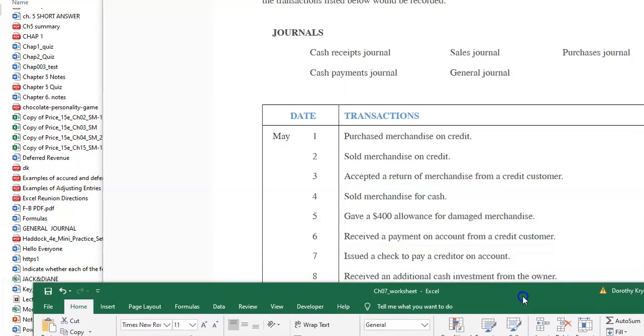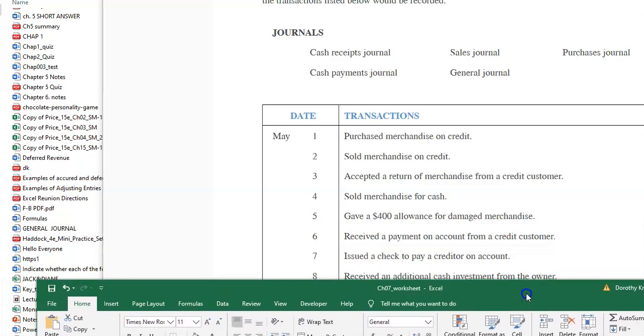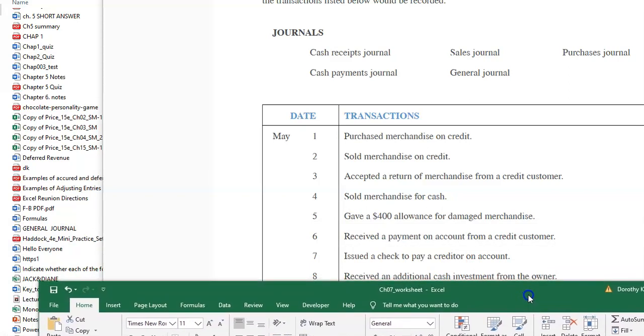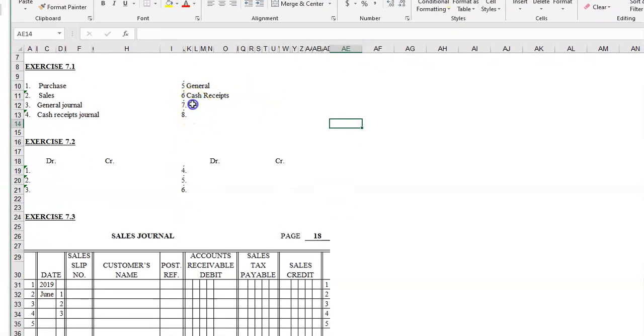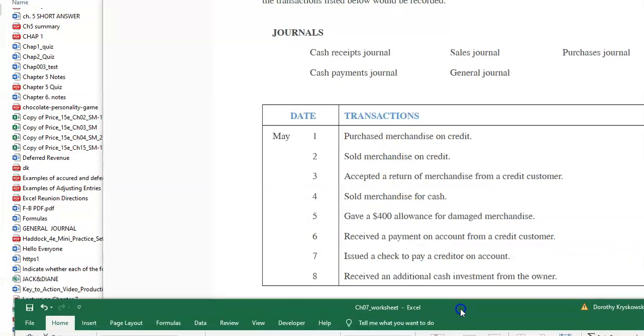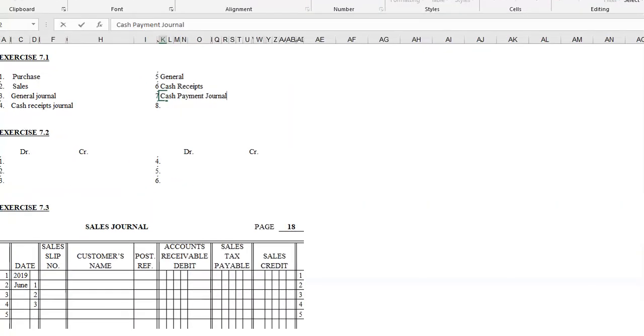Number 7, issued a check to pay a creditor on account. So your payment in cash is going out, so that would be a cash payment journal. And the last one, number 8, received an additional cash investment from the owner. So you're accepting cash, so that's a cash receipts journal.